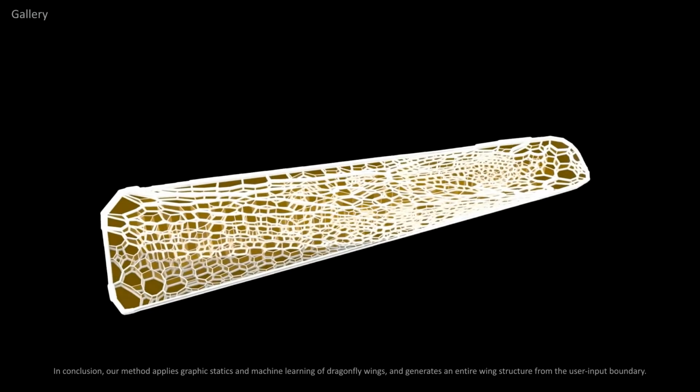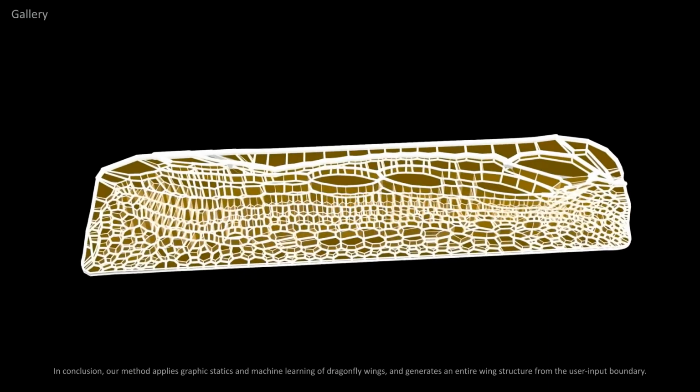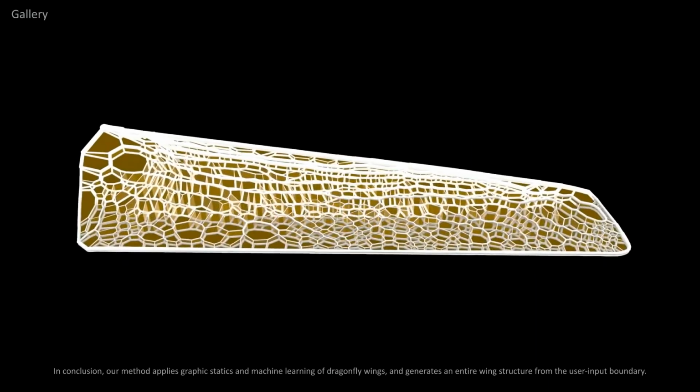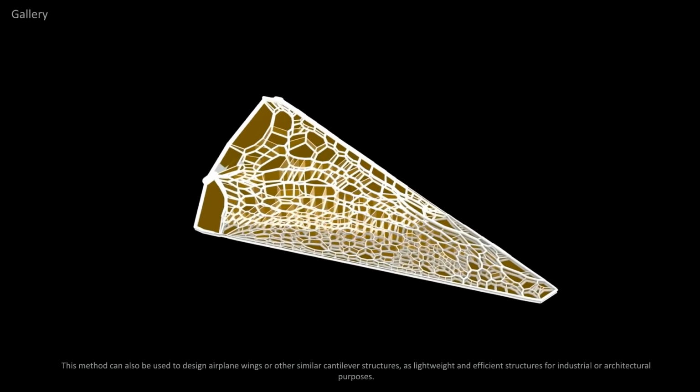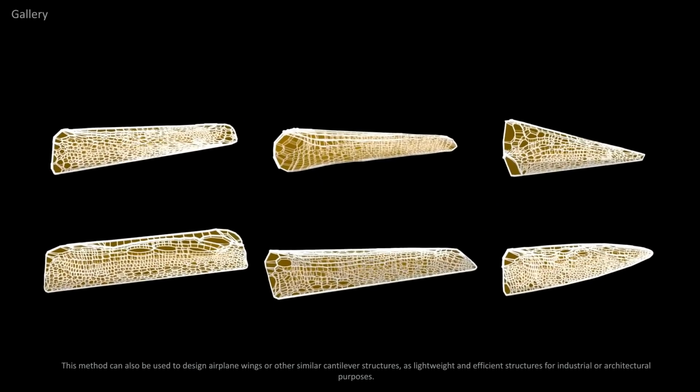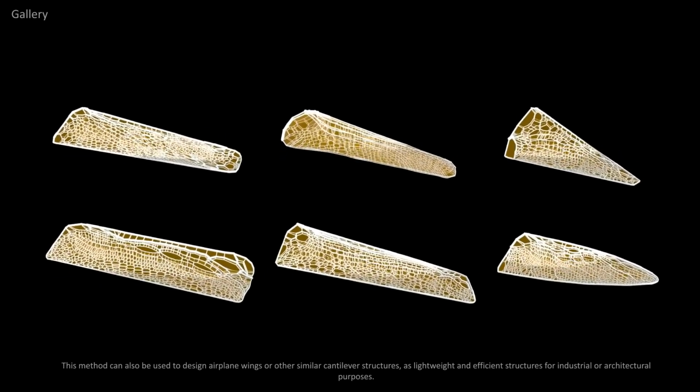In conclusion, our method applies graphic statics and machine learning of dragonfly wings and generates an entire wing structure from the user input boundary. This method can also be used to design airplane wings or other similar cantilever structures as lightweight and efficient structures for industrial or architectural purposes.